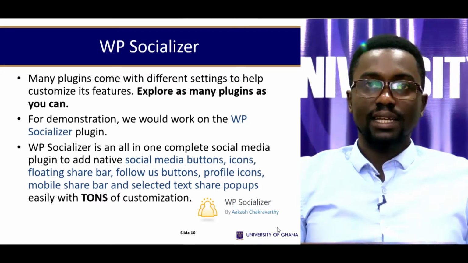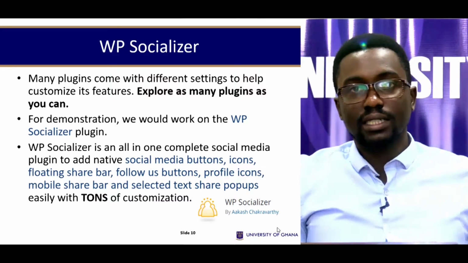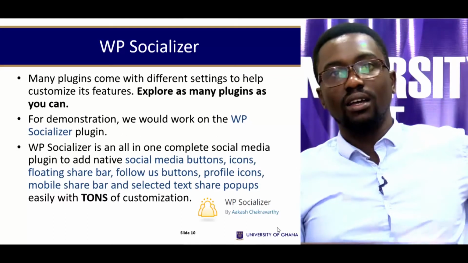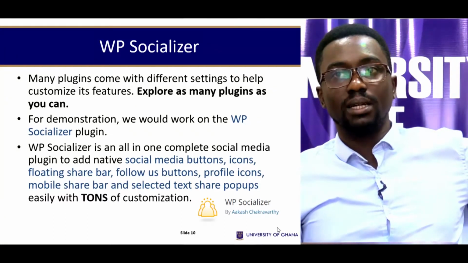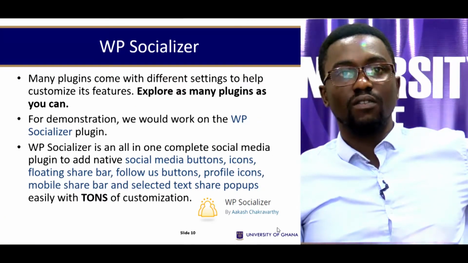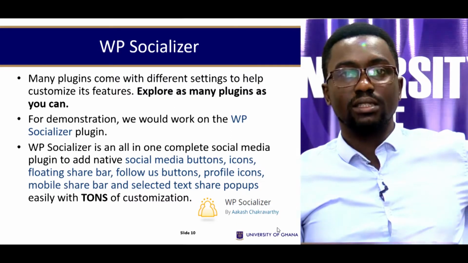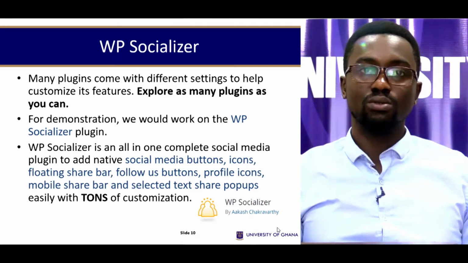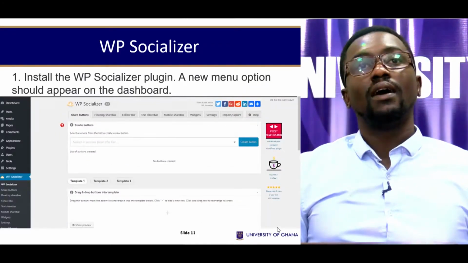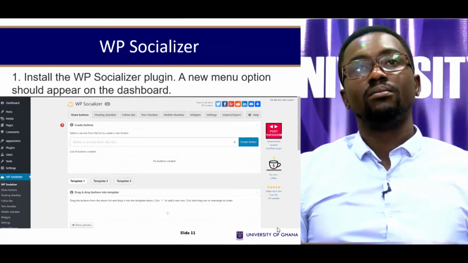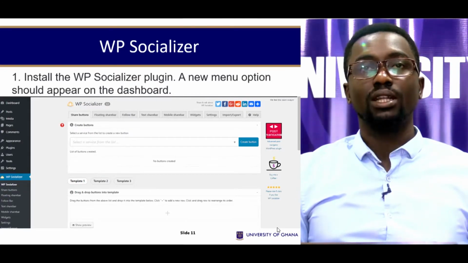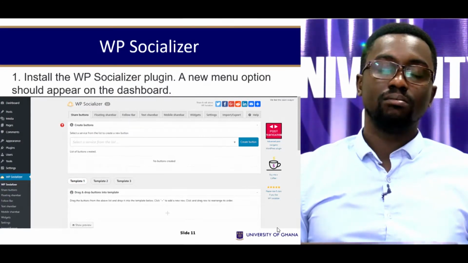WP Socializer is an all-in-one complete social media plugin, which will be able to add native social media buttons, icons, floating share bar, followers buttons, and so on. All the things you have to do with social media will be made available on your website. How do we install WP Socializer? You install it just as any ordinary plugin.